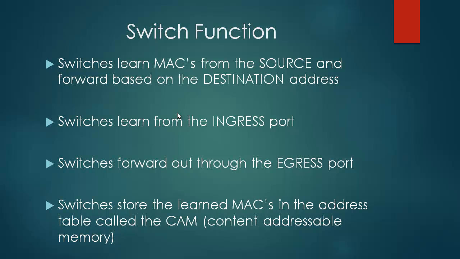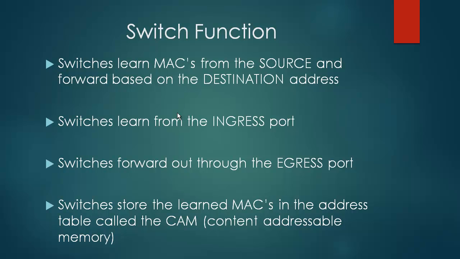Alright, so switches learn this from the source field, which is learned from the ingress port. We learn from the ingress port, we forward out through the egress port. And then those addresses, as we learn them, are stored in the MAC address table. Now your book also calls this the CAM, the Content Addressable Memory. So when you turn a switch on, it tries to learn the MAC addresses of the ports.